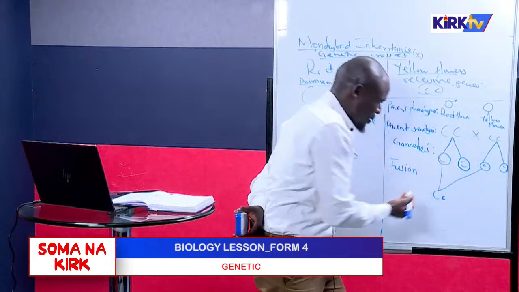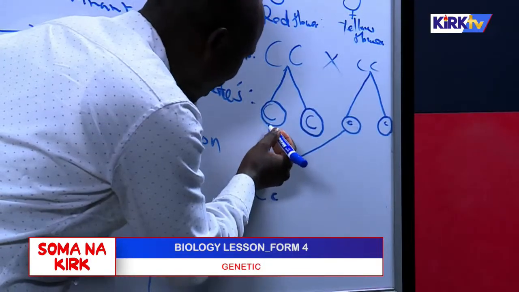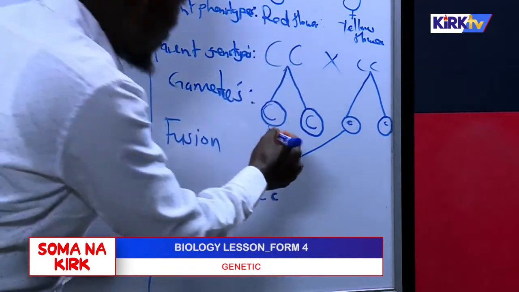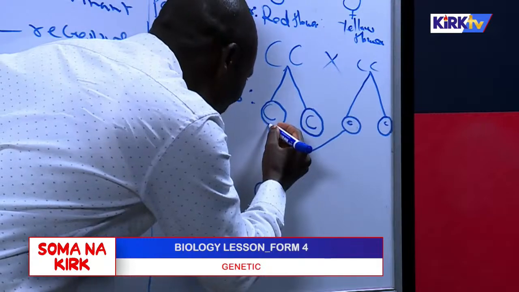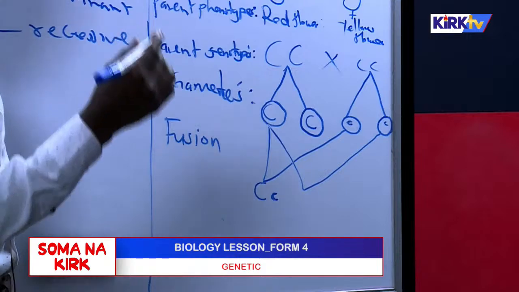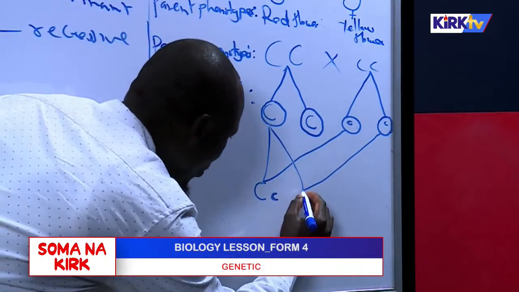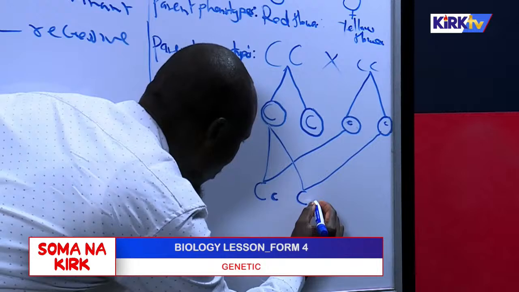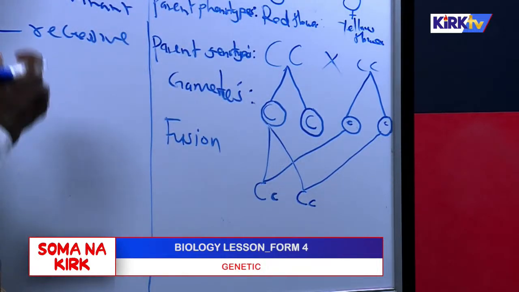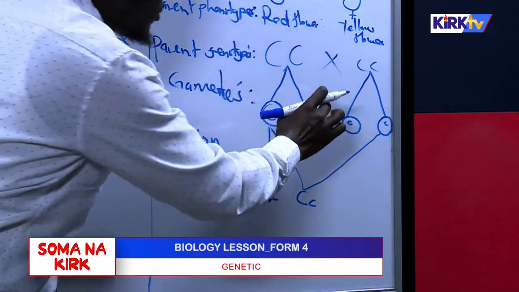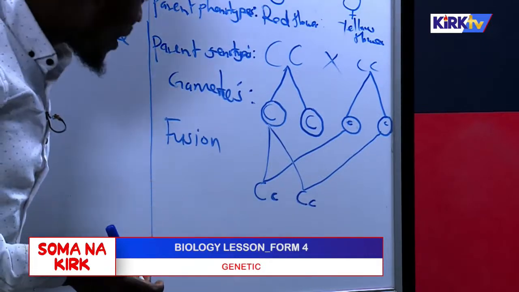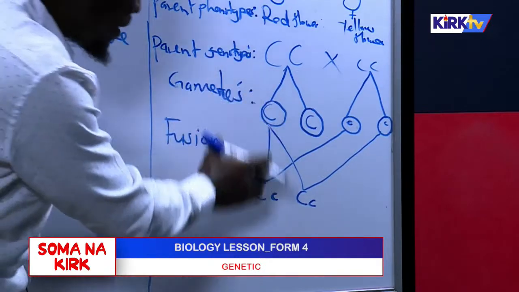The same male gamete that combined with the first one can also combine with the other one. If it combines with the other one, what do we get? We are going to get capital C again and small c. So that is another possibility. Remember, we have not carried the one for the other gamete after separation; we are only done with the first one.